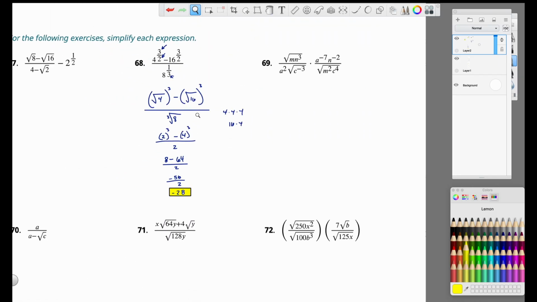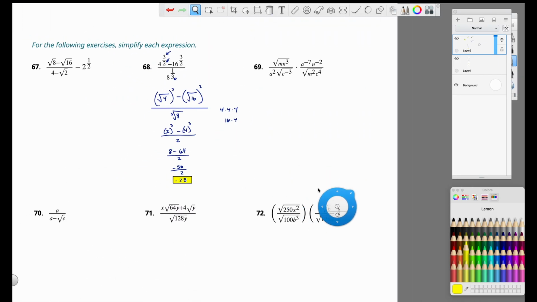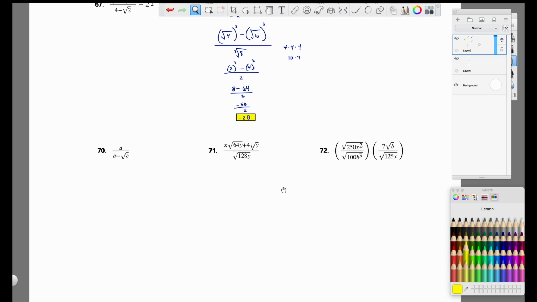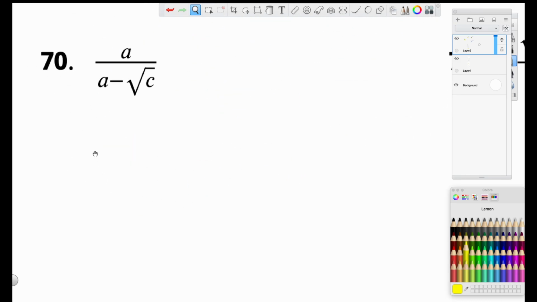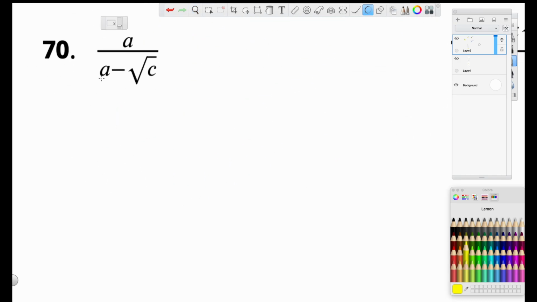I think I'm going to stop right there. Oh, I do have 72, I guess. Yeah, around 70. I'll do 70. That's an even one. All right, we have a minus root c.